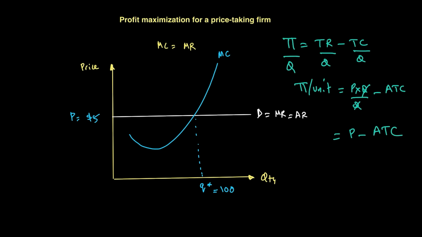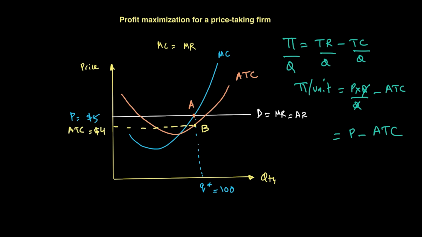So I have price in my diagram. Now I'll bring my ATC into this and see how much profit is maximized when Q star is equal to 100. Average total cost falls and then rises. At the point where MC equals MR, let's call this point A, the price is $5, while the ATC might be at point B, which could be, for example, $4. So my ATC is equal to $4.